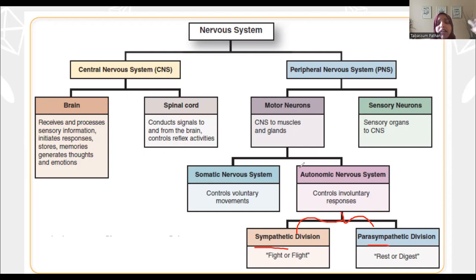All this we will be seeing step by step, one by one. This is just a brief overview of what we are going to do in coming videos. So sympathetic is mostly related to fight or flight responses, and parasympathetic is mostly rest or digest kind of responses. Okay, so let's begin with the central nervous system first.